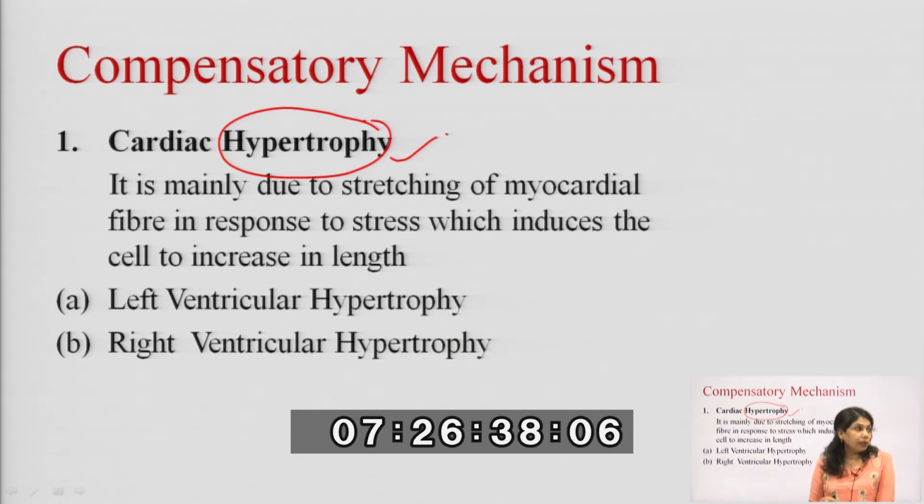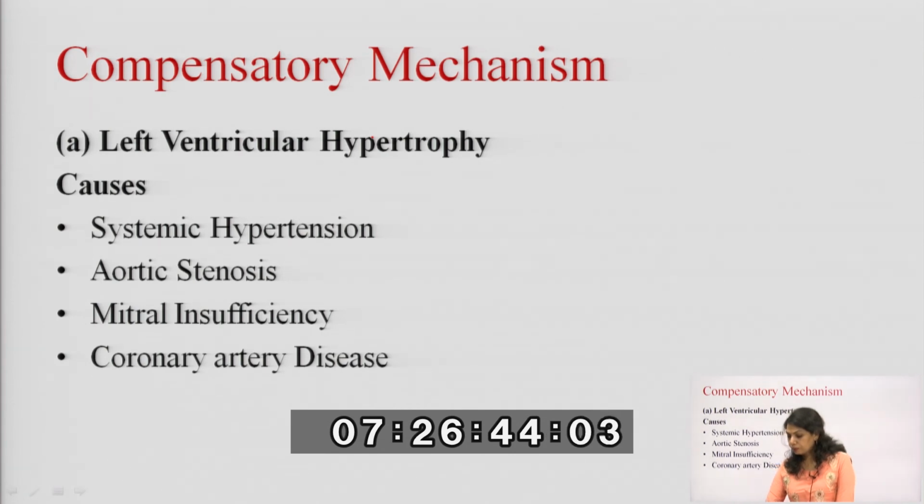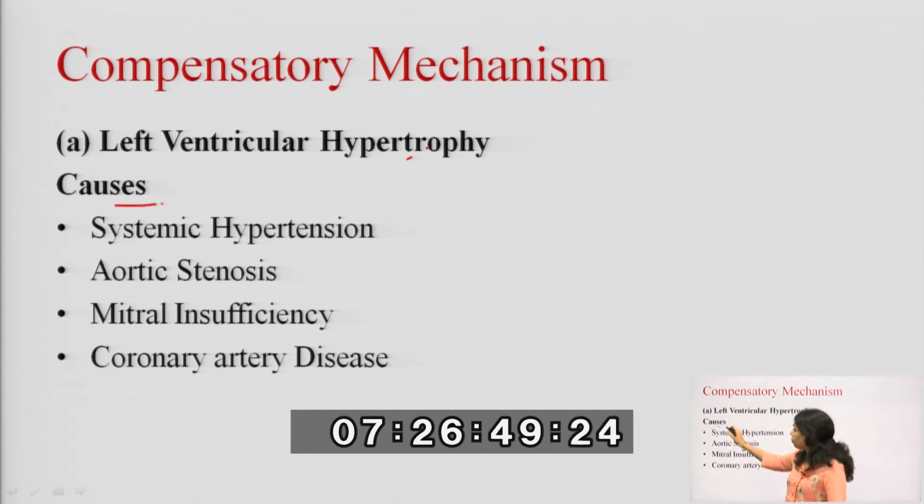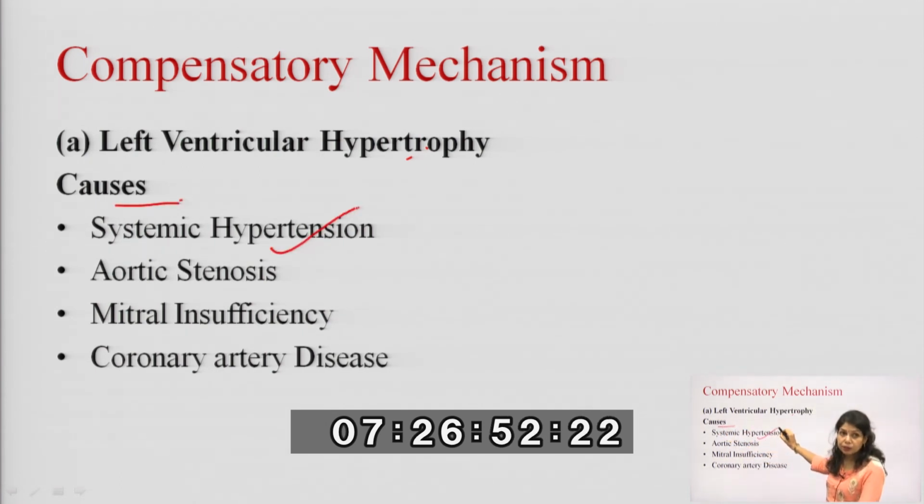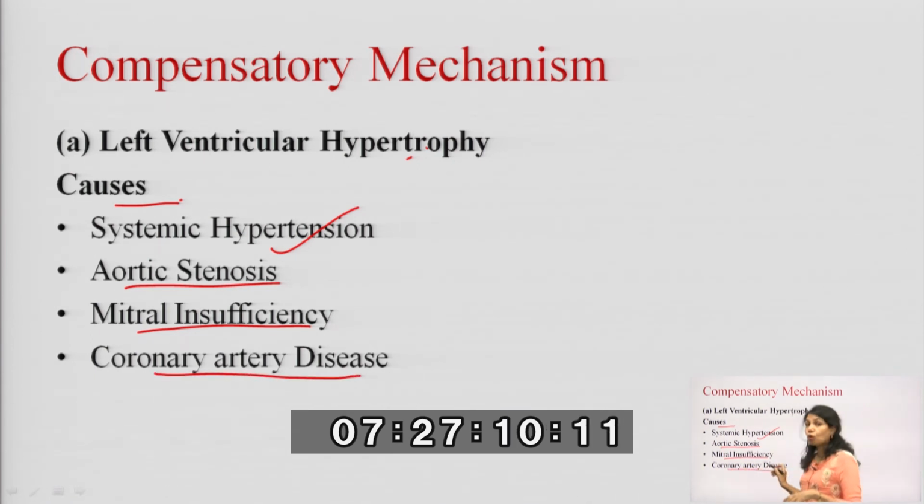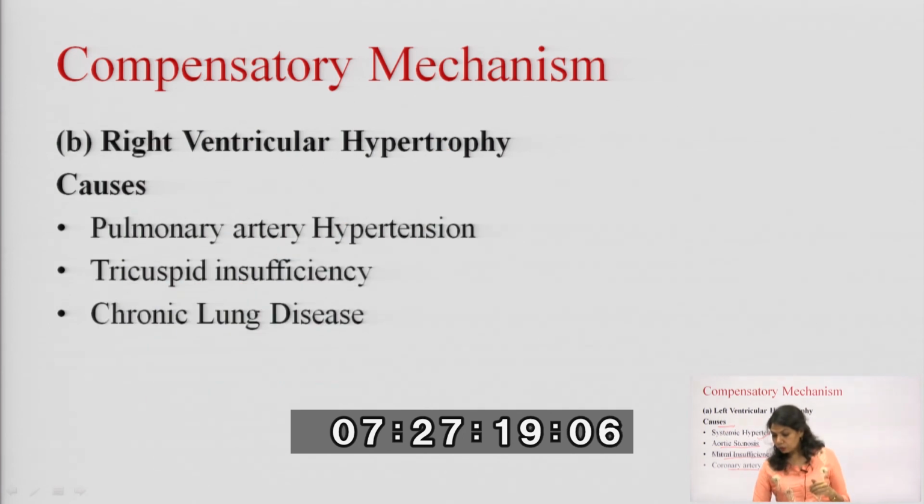Then we have left ventricular hypertrophy and right ventricular hypertrophy. The different causes of left ventricular hypertrophy: systemic hypertension, increase in the blood pressure; aortic stenosis, narrowing of the aorta; mitral insufficiency, meaning the mitral valve, the bicuspid valve present between left auricle and left ventricle, is not working properly; or any coronary artery disease. The coronary artery is the artery which supplies blood to the heart itself, and if that is not functioning properly, left side heart failure occurs.